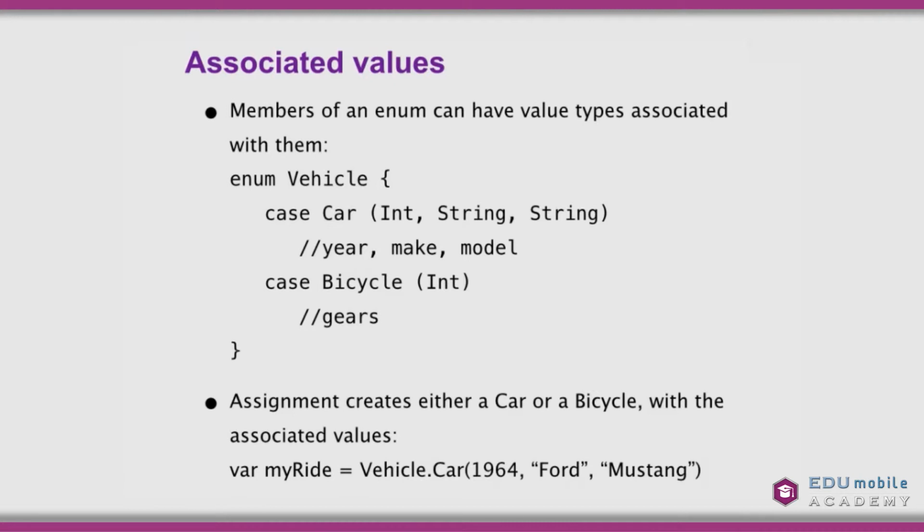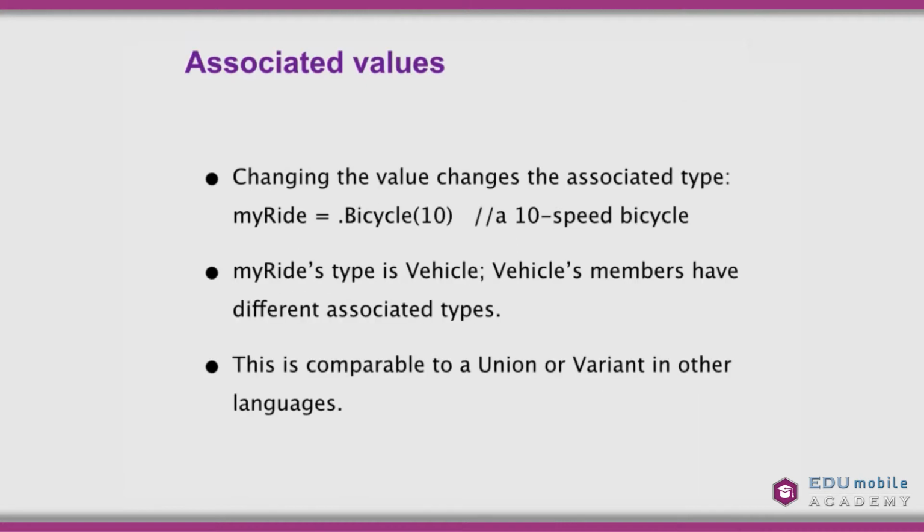So we can make a variable myRide that is a Vehicle.car, passing it 1964, Ford, and Mustang. Now, you can think about this as kind of an initializer for a vehicle car, but really what you're doing is setting up a tuple here, and you're passing values into that tuple. So you can change the membership of myRide to a bicycle, in which case you can just say 10. This is a 10-speed bicycle. You can say a 3-speed bicycle, or whatever you want to do.